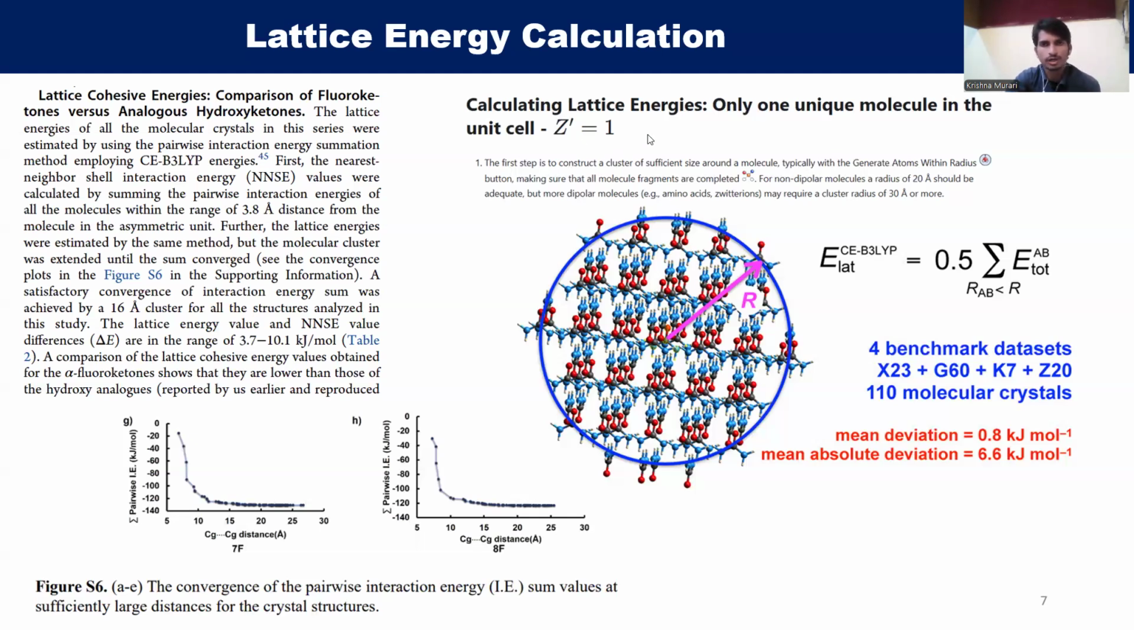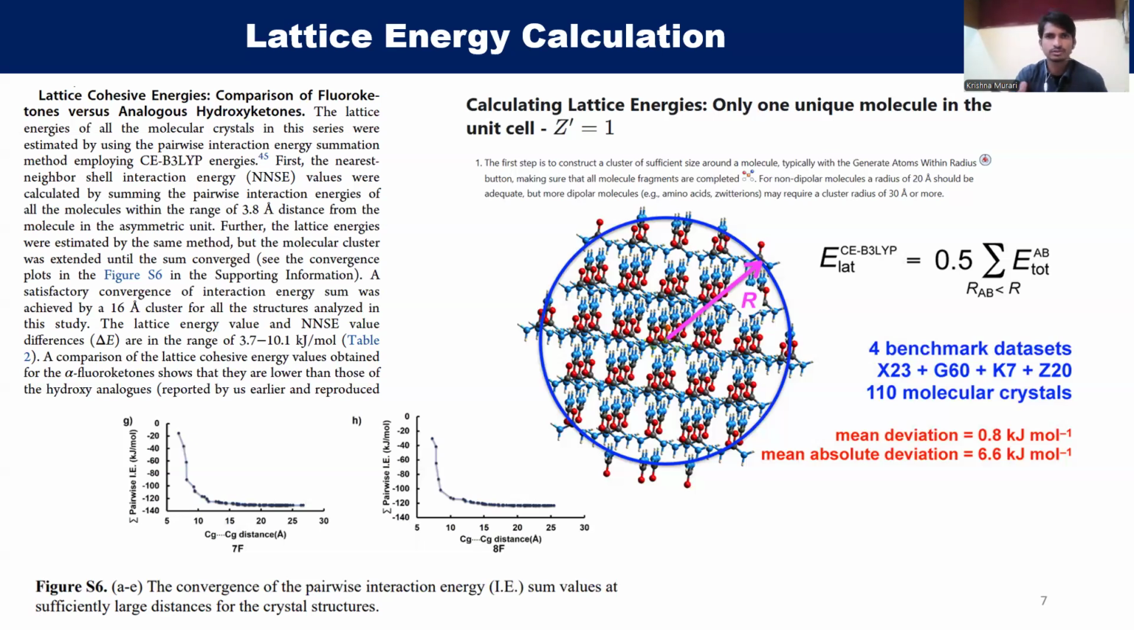Here is a screenshot from the Crystal Explorer website. It is clearly showing that for non-dipolar molecules, a radius of 20 angstrom should be sufficient, and for more dipolar molecules like amino acids, betaine, which contain longer range interactions, they require a cluster radius of 30 angstrom or more. But in most cases, we will get a convergence of the interaction energy sum for a cluster radius of 15 angstrom. So you don't need to go beyond that, and even in my calculation, I have used 15 angstrom.